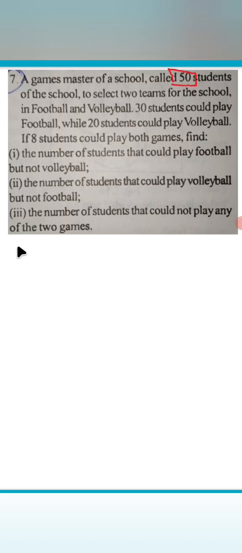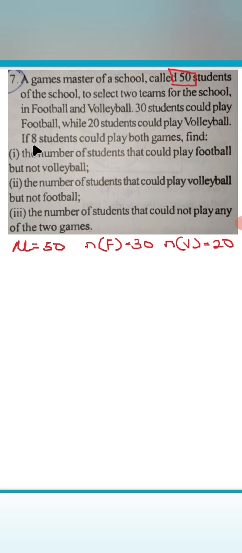So firstly, the question gave us the universal set to be 50, which means the total number of students that we are considering. The second says 30 students could play football, which means the cardinality of students that could play football is equal to 30. And 20 students could play volleyball. I will say the number of volleyball is equal to 20.